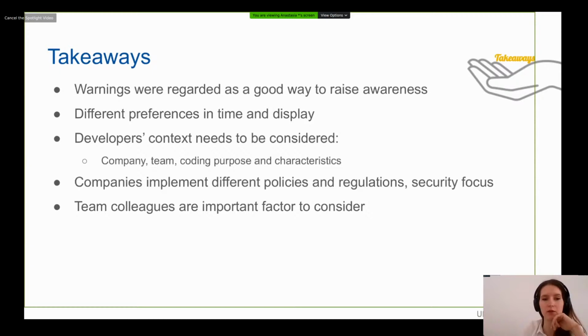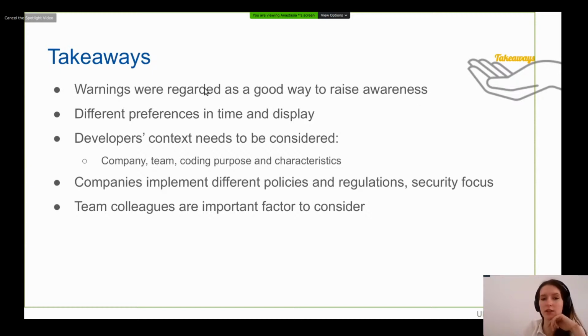And we found that the developer's context needs to be considered. So what is the company of the developers? How is the team structured? What is the coding purpose of the code the developer is programming? Is the developer only programming a small snippet to get something done, or is it a snippet for an important software which will be used after release as well?